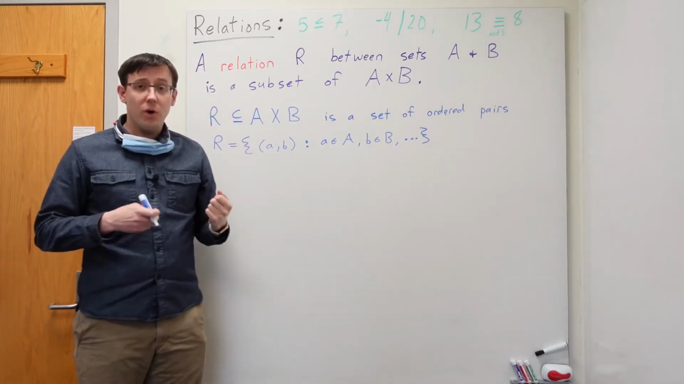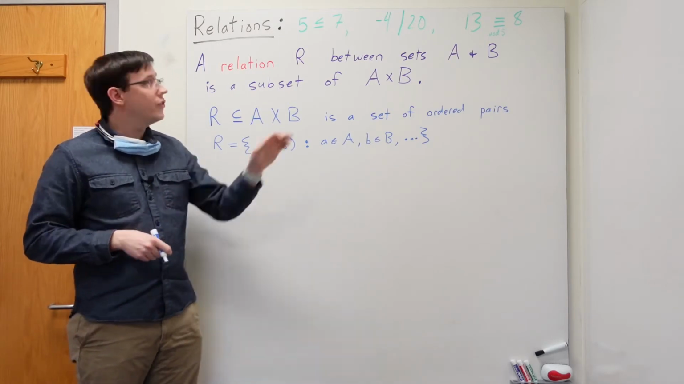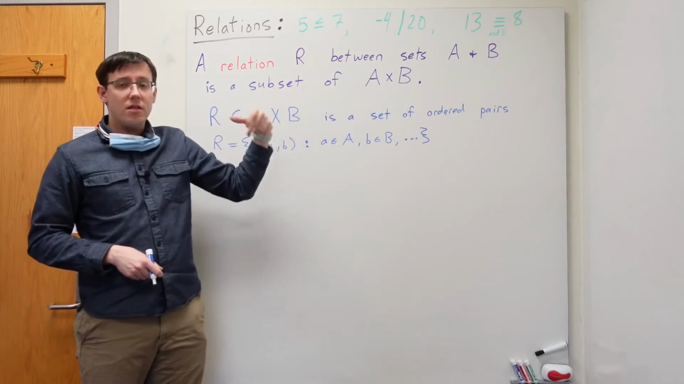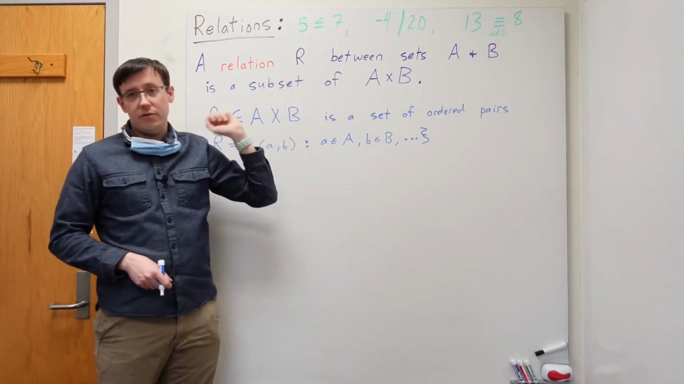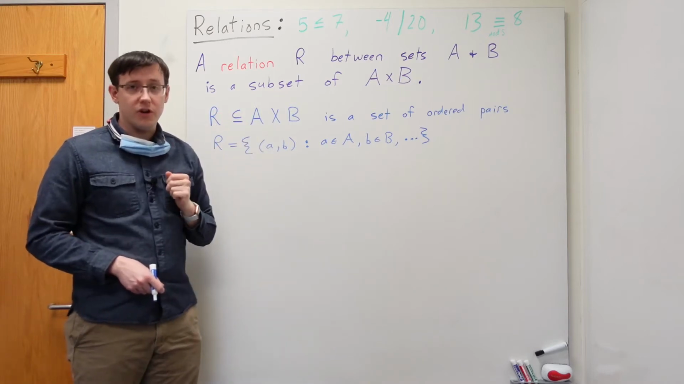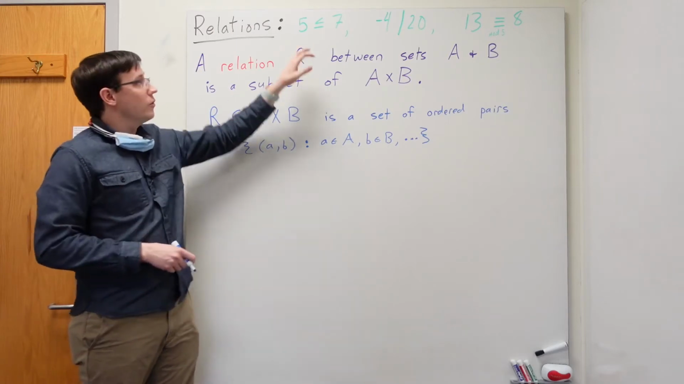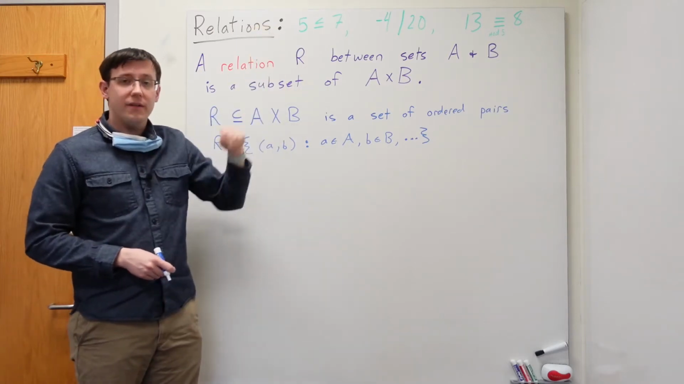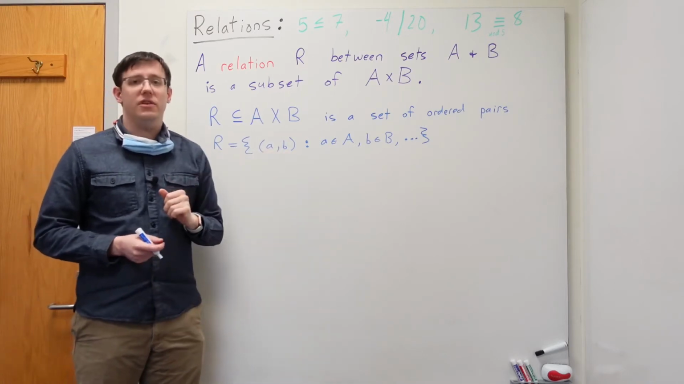And so then if we want to say that the less than or equal relation holds between two numbers, then we could say that the ordered pair of those numbers is an element of the relation less than or equal to. And for different numbers where the relation doesn't hold, then we would say that that ordered pair is not an element of this set.